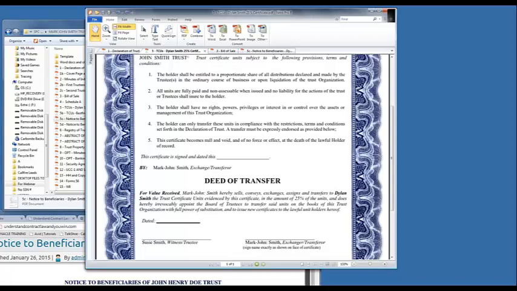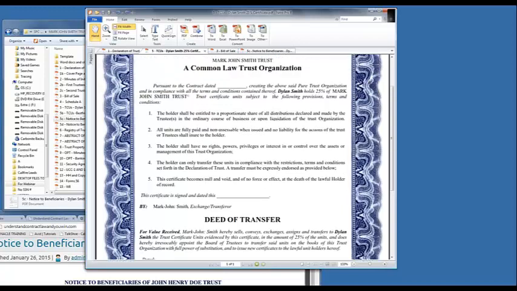All units are fully paid and non-assessable when issued, and no liability for the actions of the trust or trustees shall inure to the holder. The holder shall have no rights, powers, privileges, or interests in or control over the assets or management of this trust organization. The holder can only transfer these units in compliance with the restrictions, terms, and conditions set forth in the Declaration of Trust. A transfer must be expressly endorsed and provided below.